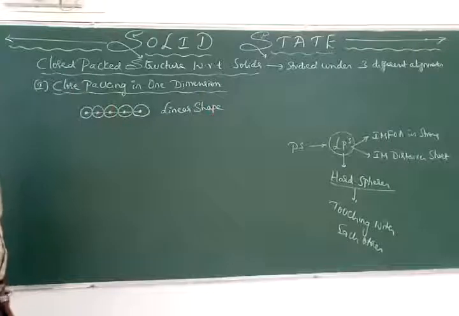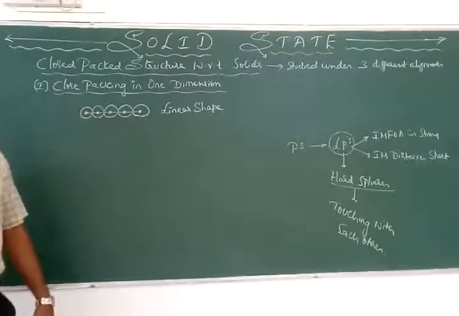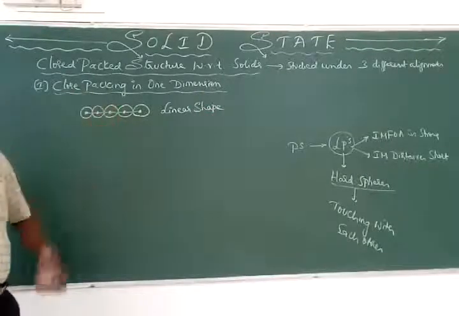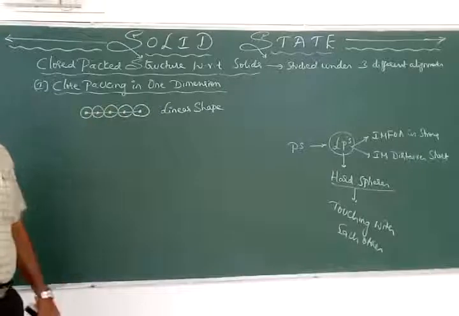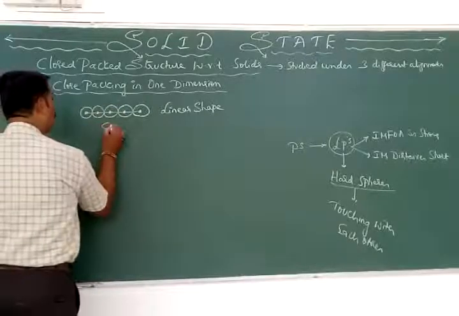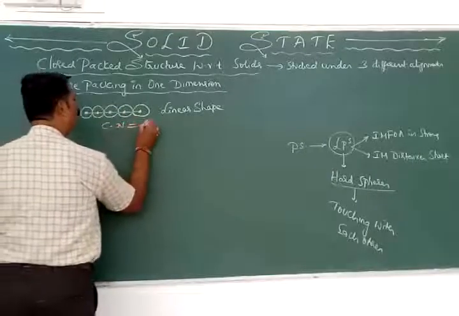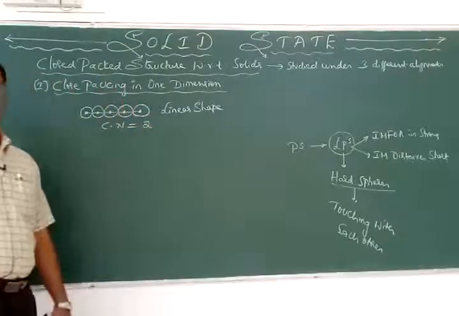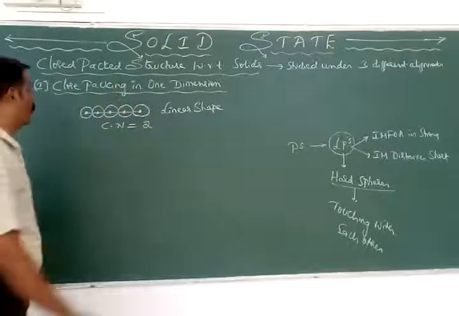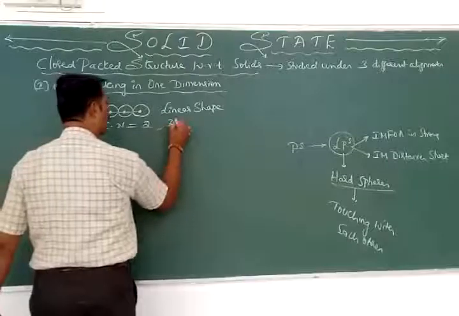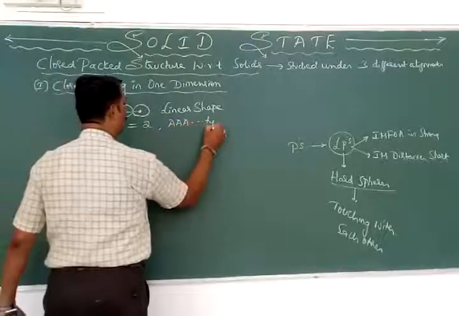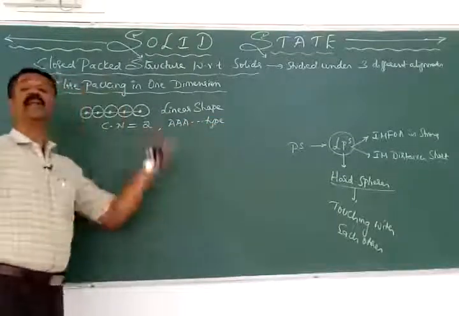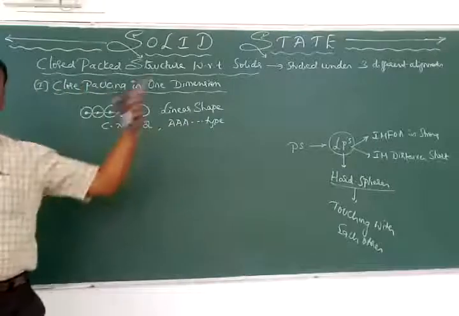The close packing arrangement in the case of one dimension is found to be a linear shape, with a coordination number of 2. And this is of the type A here. It means all the particles are the same, in only one direction.